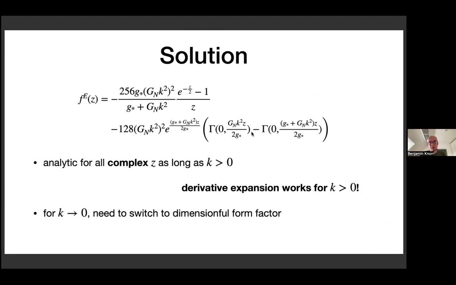But in the non-trivial bit, where the incomplete gamma function is, you see that you have a product of G_N times k squared times z. Remember, z is p squared over k squared. So this is really just G_N times p squared. And this is what I mean with transmutation.